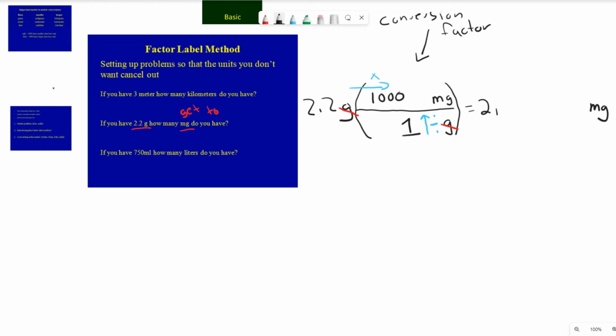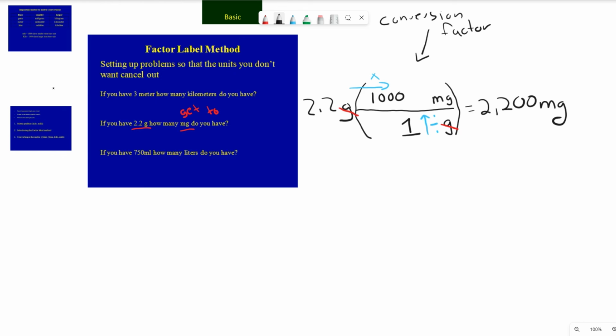So we get 2,200. And the unit that we get on that is milligrams. So 2.2 grams is equal to 2,200 milligrams.